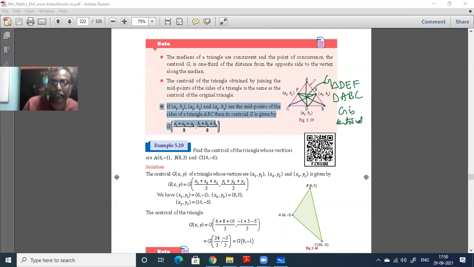That's why (x1 plus x2 plus x3) by 3 is same as (a1 plus a2 plus a3) by 3. Okay, you will get that same point. Okay, you understood? I hope you understood. We will do an example, you will understand even better. Let us do example 5.20.